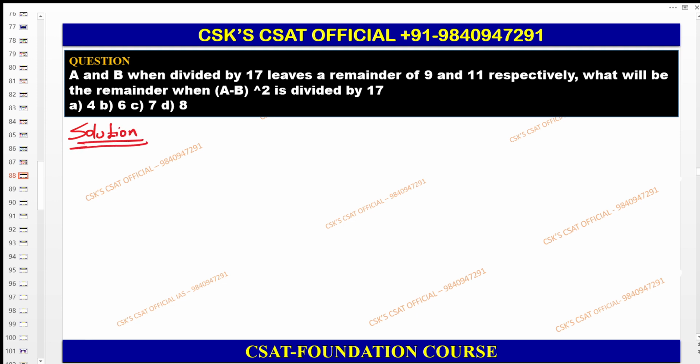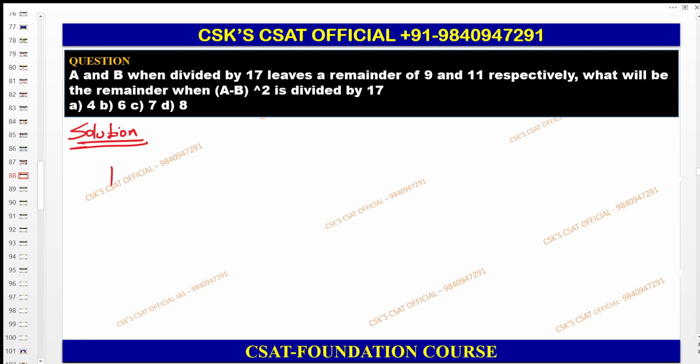Okay, fine. Now this is also a very important model. A and B when divided by 17 leave remainders 9 and 11 respectively. What will be the remainder when (A minus B) the whole square is divided by 17?